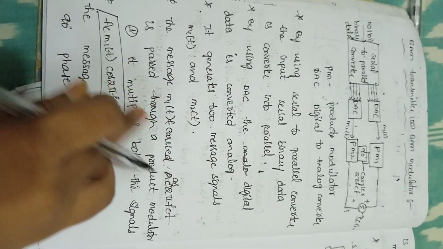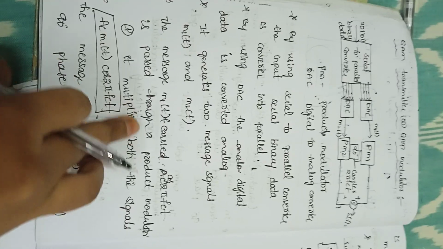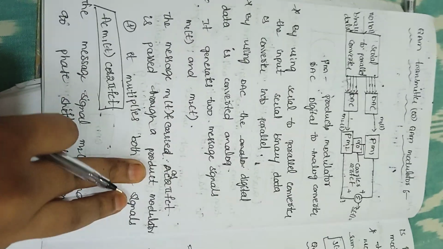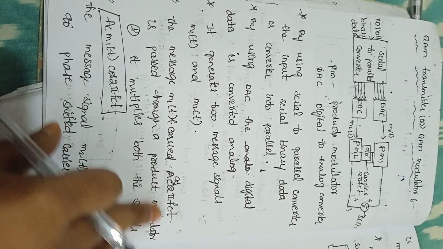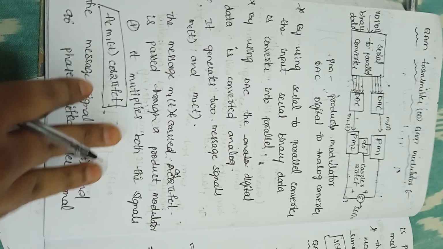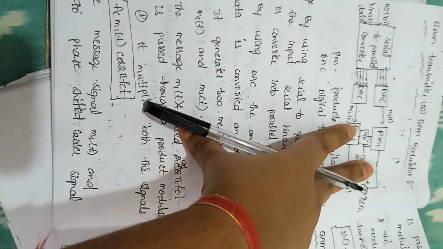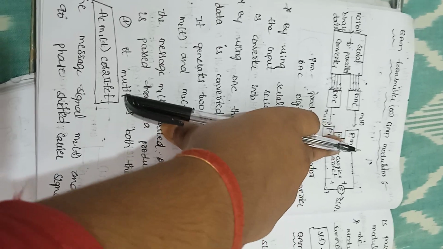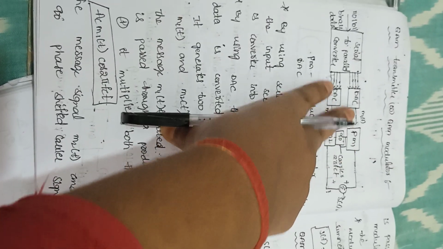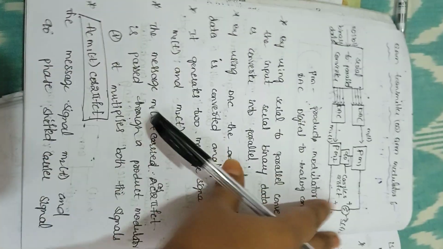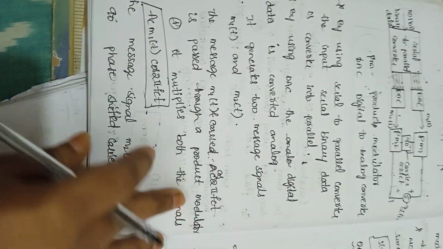Then we pass the two message signals into the product modulators, PM1 and PM2. The product modulator multiplies two signals. Here the two signals are the carrier signal and the message signal. The two signals are multiplied here and then passed through a summer, which is also known as an adder.